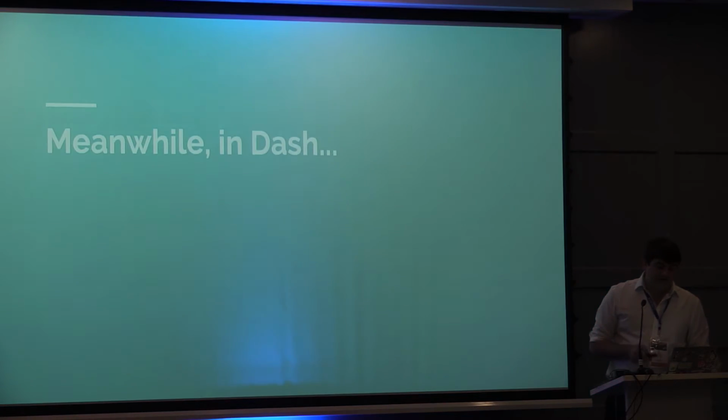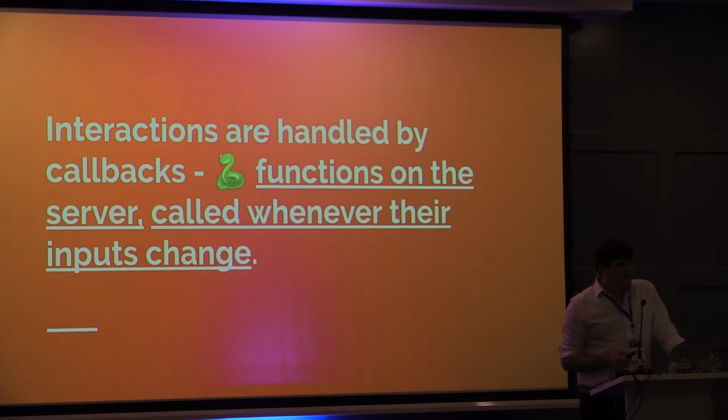However, in Dash, all of these interactions between different parts of the DOM are handled by what we call callbacks. And these are Python functions which live on the server instead. Whenever their inputs change, which we'll come to in a sec, they're executed on our server.